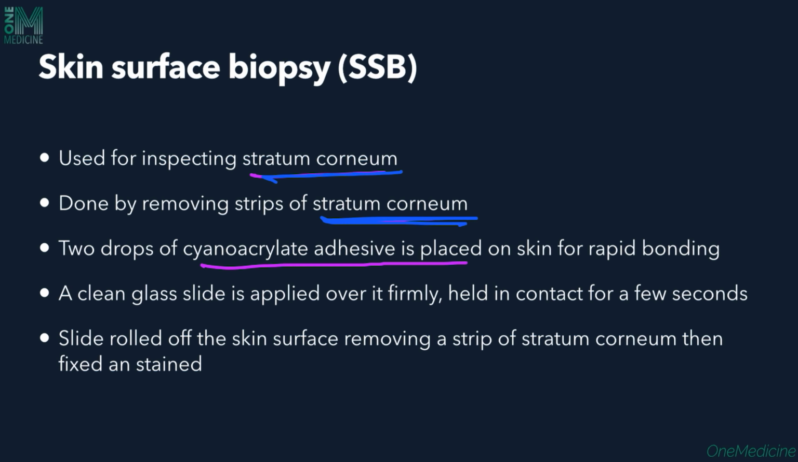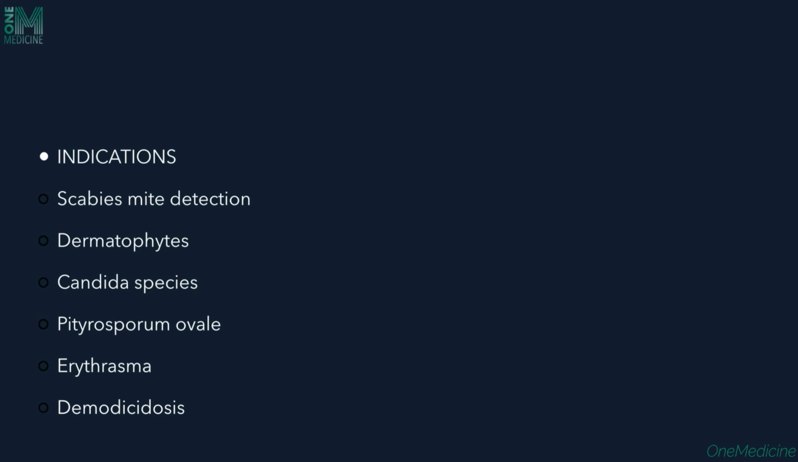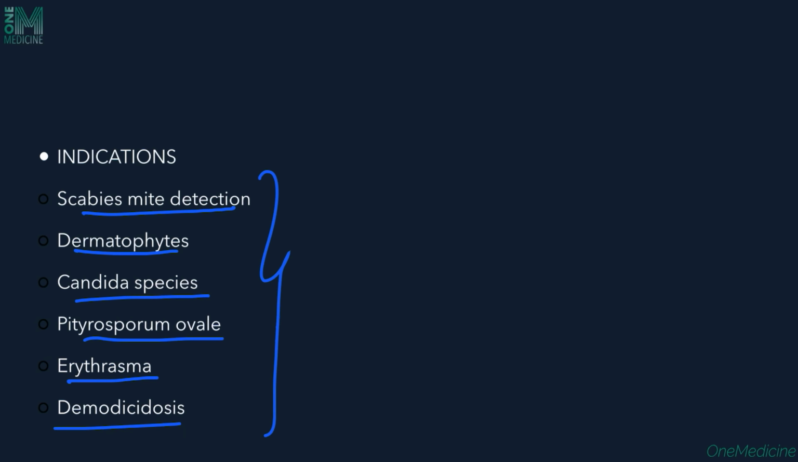What you do here is you take 2 drops of cyanoacrylate adhesive and it is placed on the skin surface for rapid bonding. Now a clean glass slide is taken, is applied over it firmly and held in contact for few seconds. The slide is rolled off the skin surface, removing a strip of the stratum corneum, then is fixed on, stained. So indication is for seeing scabies mite, dermatophytosis, Candida species, Pityrosporum ovale, erythrasma, demodex. So all of this can be visualized.